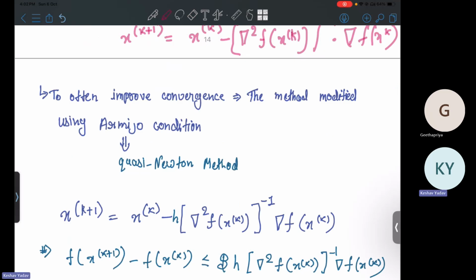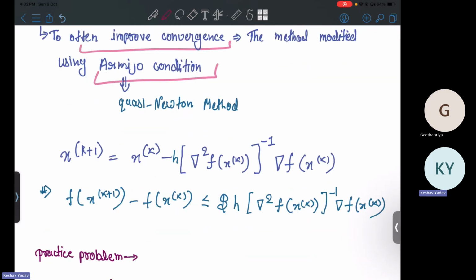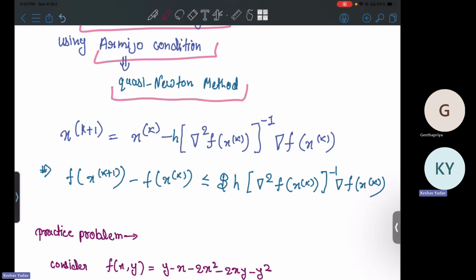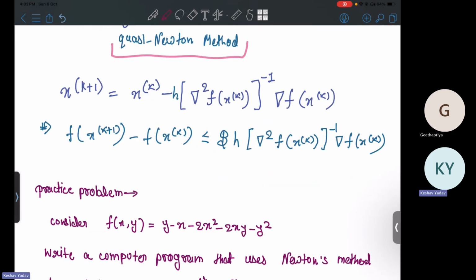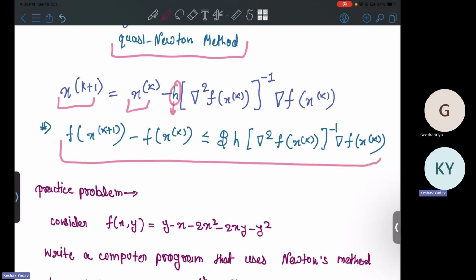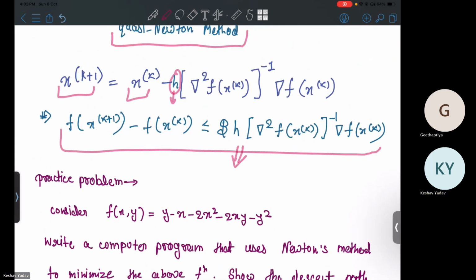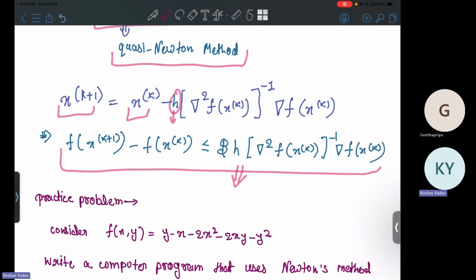Now here also we can improve the convergence by using the Armijo condition, or satisfying the Armijo criteria. When we do that, this method is known as the Cauchy-Newton method. Here the formula is the same, but we multiply it with some h, and for h this condition should be satisfied. If this is not satisfied, we use this method to replace the h and satisfy this condition. Okay, clear?